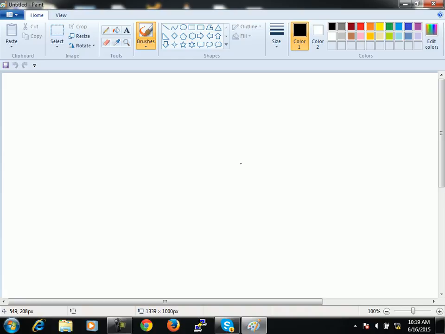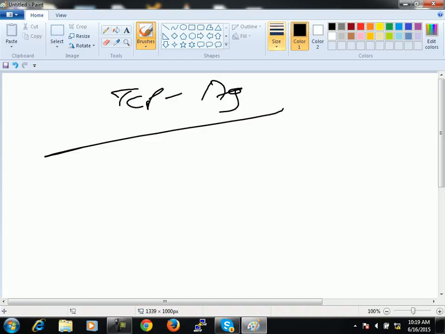The second point is that, apart from being highly scalable, it is reliable too. You know why? Because BGP is the only routing protocol which uses TCP port number 179. So you must understand that BGP will always run over TCP port number 179. That is why I am saying that it is highly reliable as well.